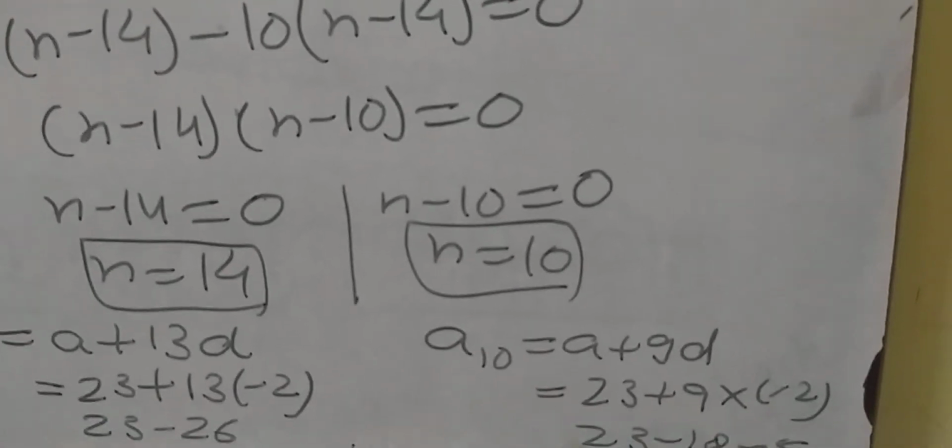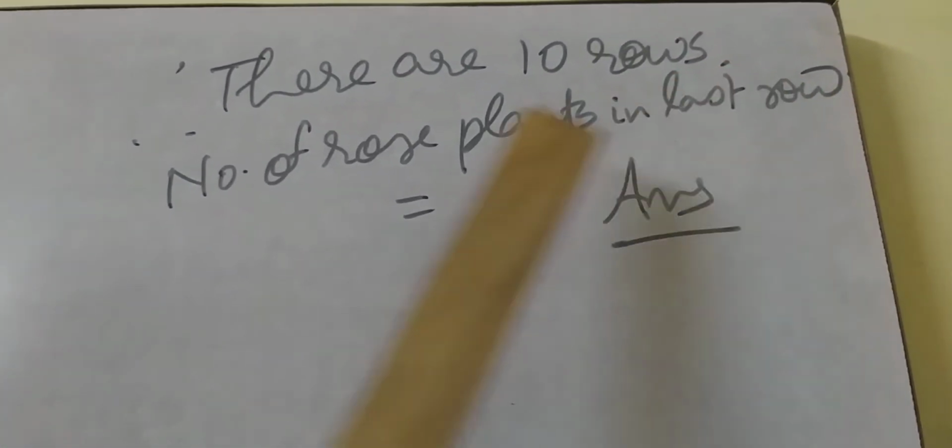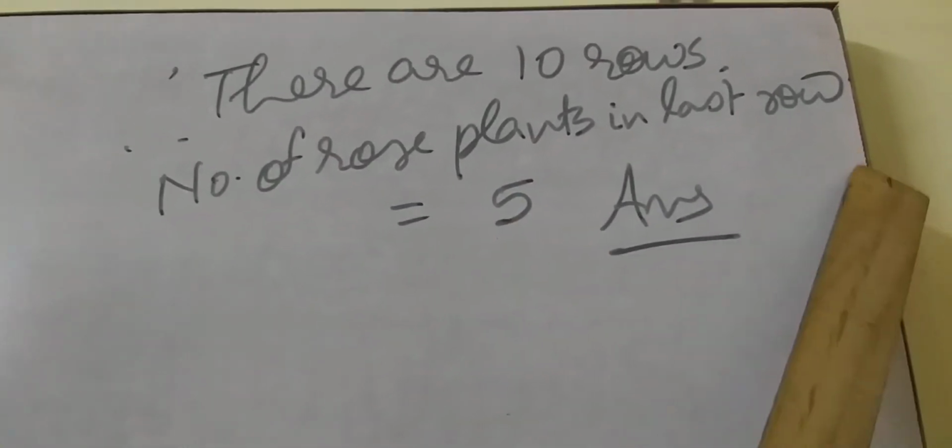It means there are 10 rows of flower beds and the number of rose plants in the last row equals 5.